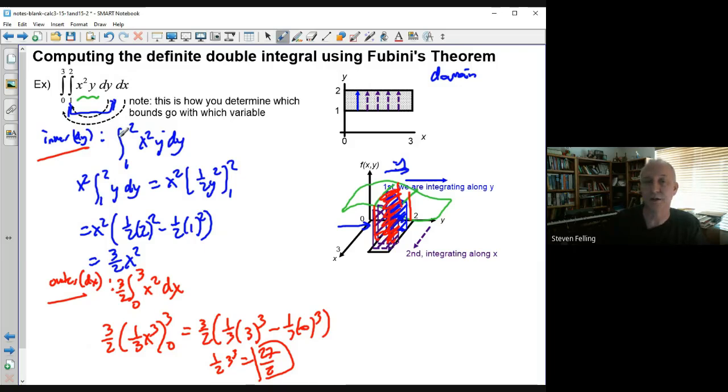That's it. If you can consider this an integral, an inner integral, and then an outer integral. And by Fubini's theorem, we can do the inner integral first, take the result, and then multiply by the outer integral. Okay.